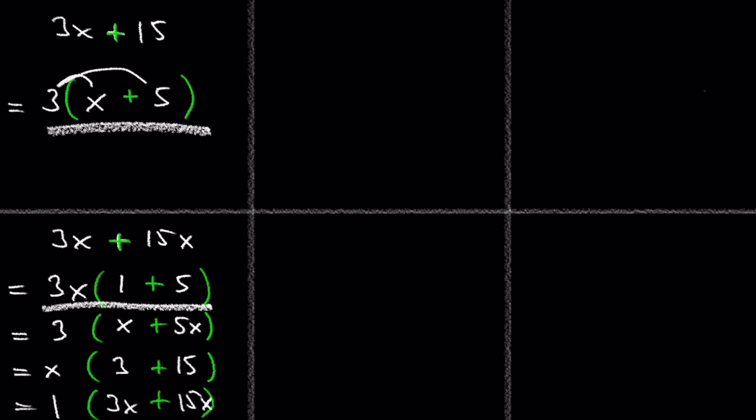Let's look at the next example. 5x cubed minus 10x squared. Feel free to pause the video and factor out the greatest common factor. So we ask the question, what is the largest possible expression which goes into 5x cubed and into 10x squared? It's 5x squared.